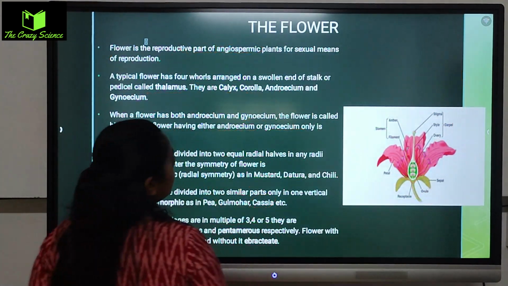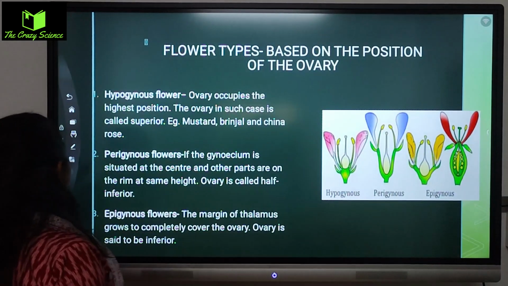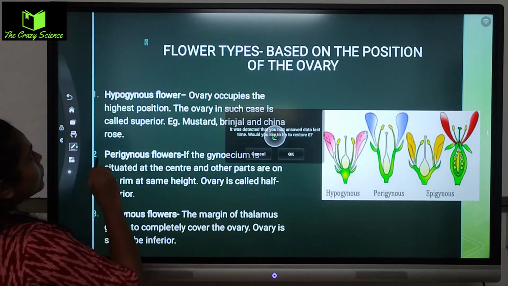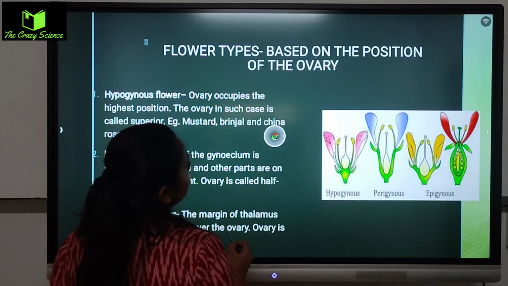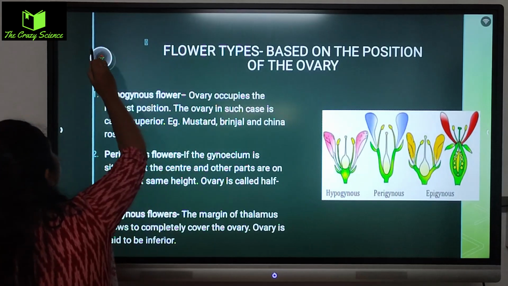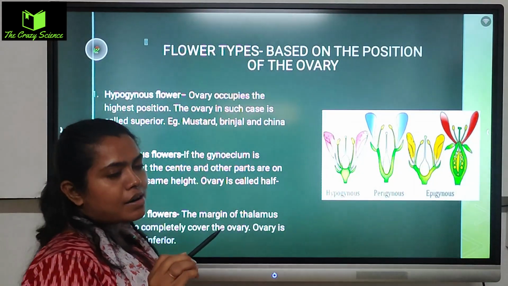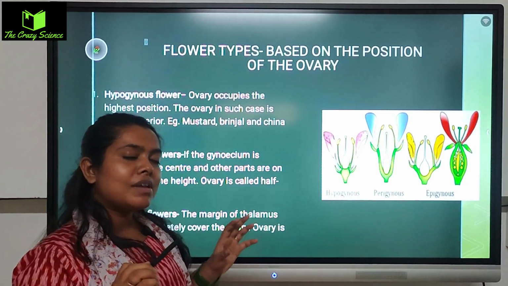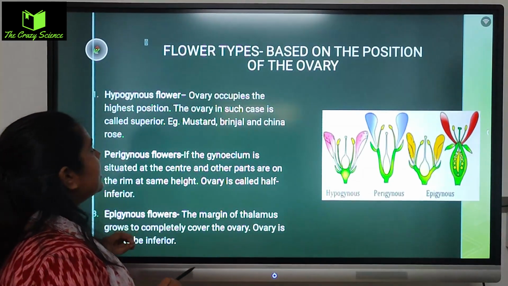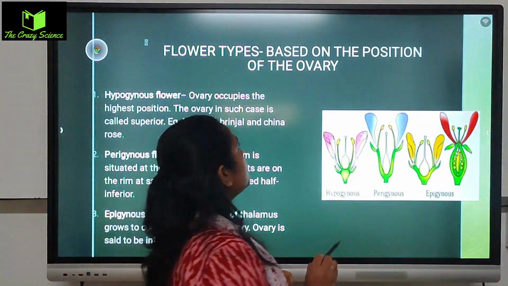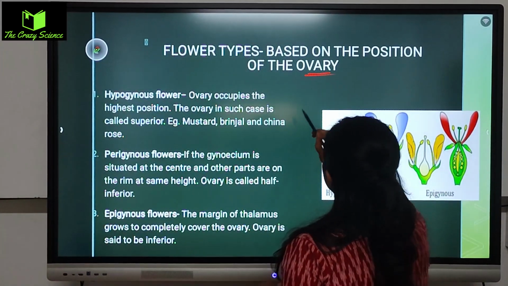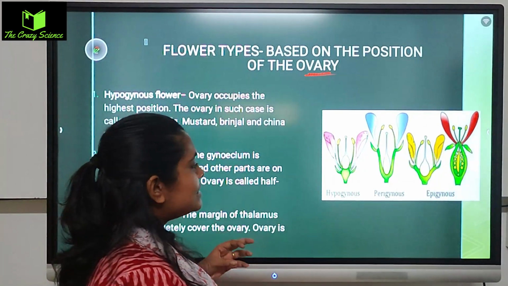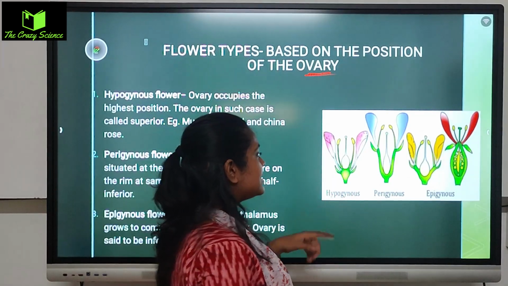Let's move to the next slide of the flower. So in the last part of the flower we got to see several parts, যেখানে আমরা different parts গুলো দেখলাম. The floral axis, floral parts, that is called the floral appendages, then androecium, gynoecium, male, corolla, calyx, everything. And here the flower types are based on the position of the ovary, means flower positions are based on the thalamus.